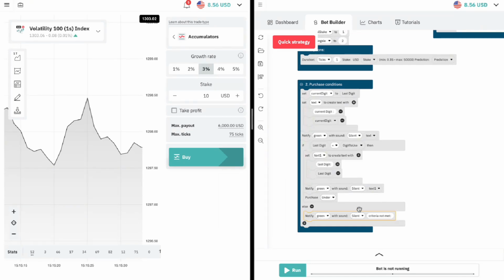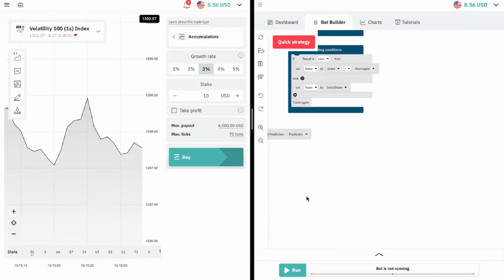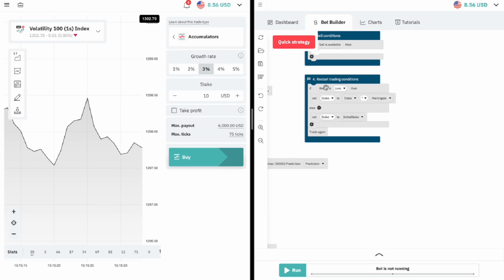All right, this is the notification for criteria not met in case there's a change. This just means last digit is not 0. That's all it means. So you can change that there. And then on the reset trading conditions, if it's a loss, set stake to stake times martingale. This is how you set the martingale simply. You guys have been asking me a lot on that, so just come check this block here.